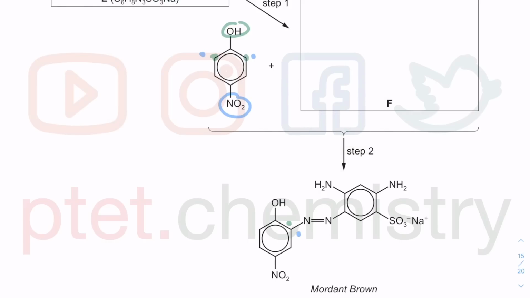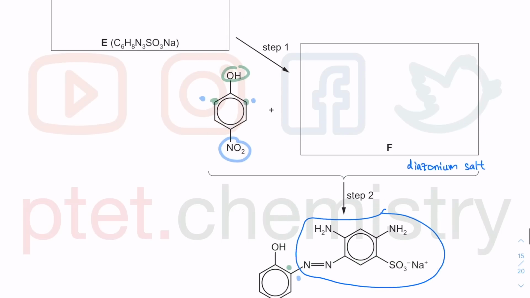What we get there must be this diazonium. So that thing there must be your diazonium salt. So F must be diazonium, and it is a salt. So just following what we had seen in the final product.